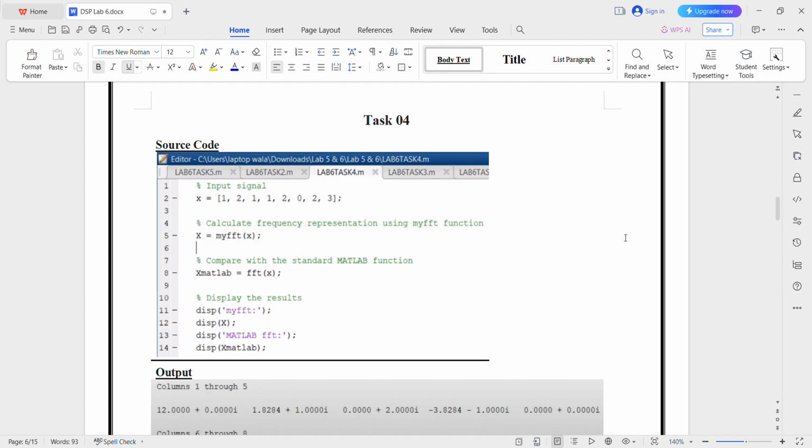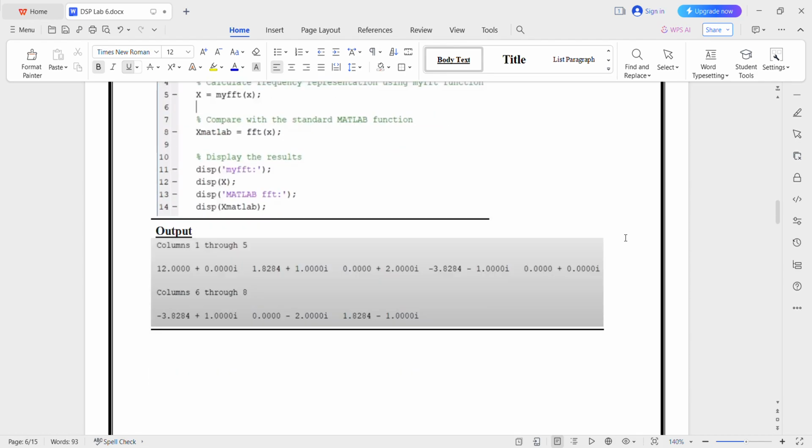Moving towards task 4. This MATLAB code computes the frequency representation of the signal X using a custom function myFFT, compares it with the result obtained from MATLAB's built-in FFT function and displays the results. The custom function myFFT is used to calculate the frequency representation of the signal X. MATLAB's built-in FFT function is also applied to the signal X to obtain its frequency representation. The results obtained from both methods are displayed using DISP function calls. Output gives this result.